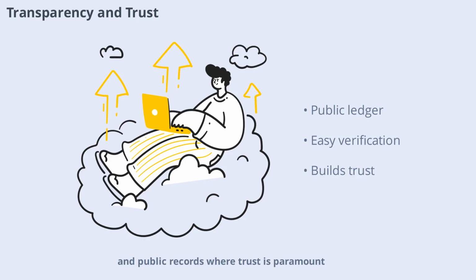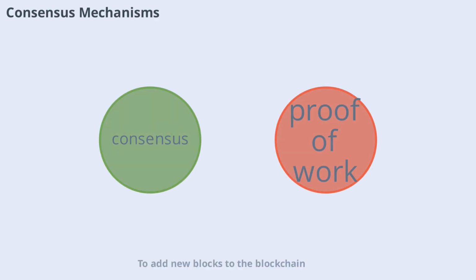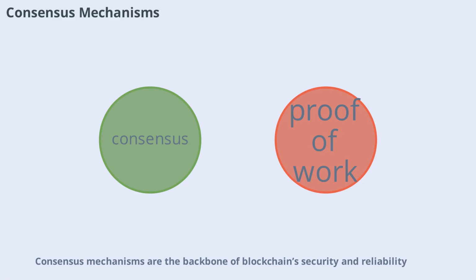To add new blocks to the blockchain, the network must agree on the validity of transactions. This agreement process is called consensus. There are several types of consensus mechanisms, such as proof of work and proof of stake. These methods ensure that only legitimate transactions are recorded, preventing fraud and double spending. Consensus mechanisms are the backbone of blockchain's security and reliability.